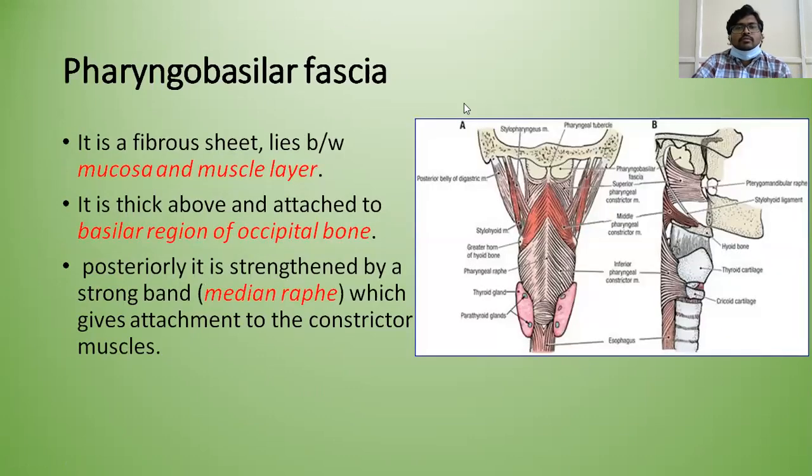Now coming to pharyngobasilar fascia. After mucosa, the next layer is the pharyngobasilar fascia. It is nothing but a fibrous sheet. It lies between the mucosa and muscle layer. It is thick above, and it is attached to the basilar region of the occipital bone. Posteriorly, it gets strengthened by joining with the median raphe or pharyngeal raphe.